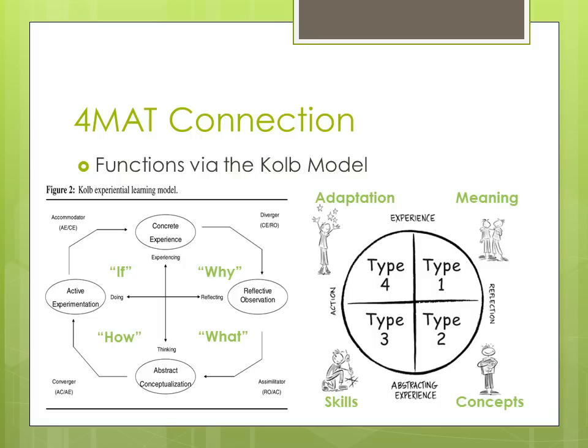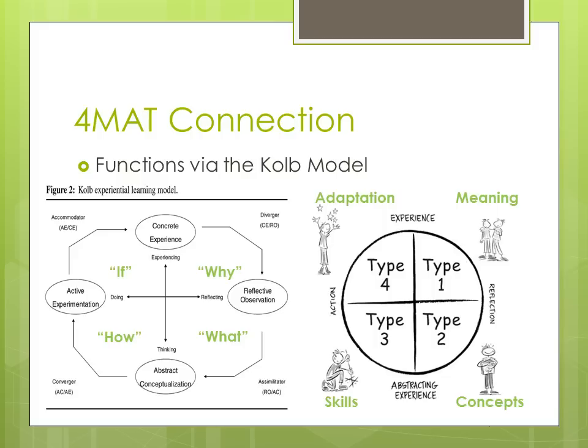So these are the people that are going to look for the meaning. They're going to be the imaginative ones, the relational ones, the creative ones. They're going to be ones that want to figure out what it means to them personally. They're going to be the ones asking the question, why? Your type 2, your assimilator in the Kolb model, are the people that are going to be looking for the facts, the details, analysis of the ideas and the reasoning. This is the what. They're going to be looking for the substance itself, the concepts.